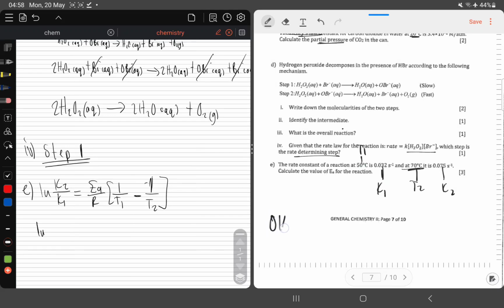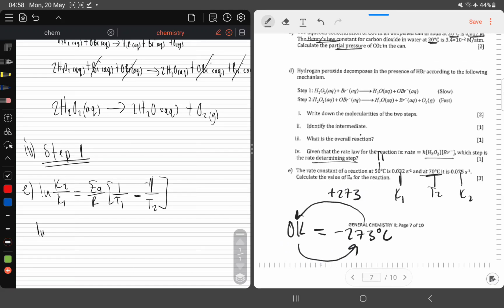Remember, absolute 0 kelvins is equal to negative 273 degrees Celsius. So to go from degrees to kelvins, I add 273, and to go from kelvins to degrees, I subtract 273. So I want to go from degrees to kelvins, I add 273. So 50 plus 273. What would I get? 323.